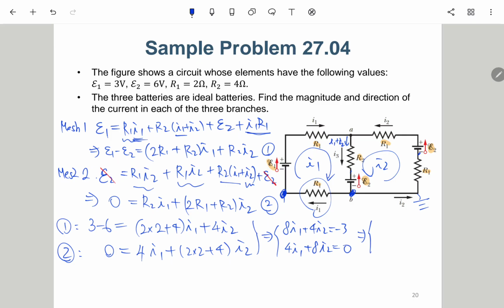So yeah, based on your junior school mathematics knowledge, you should be able to solve it, with I1 being negative 0.5 and I2 being 0.25. So we know I1 and I2, and also I3 in between. I3 in between will be I1 plus I2, that is negative 0.5 plus 0.25, which is negative 0.25.